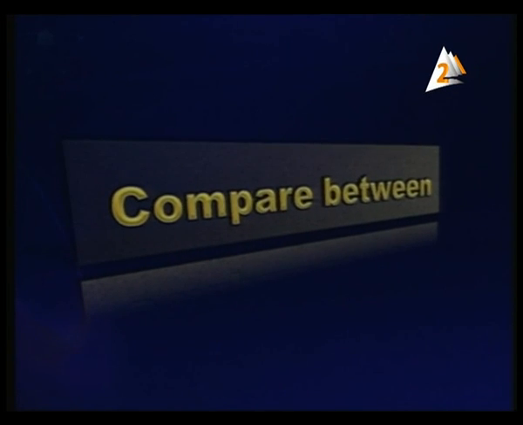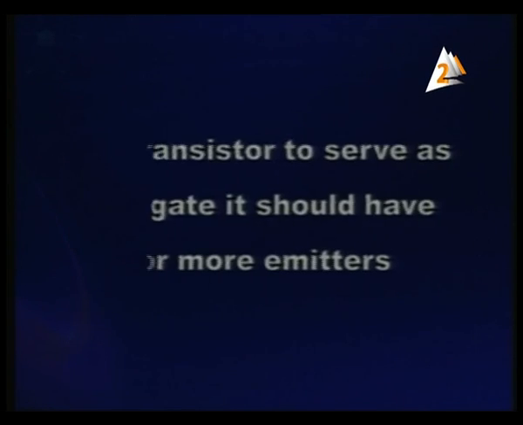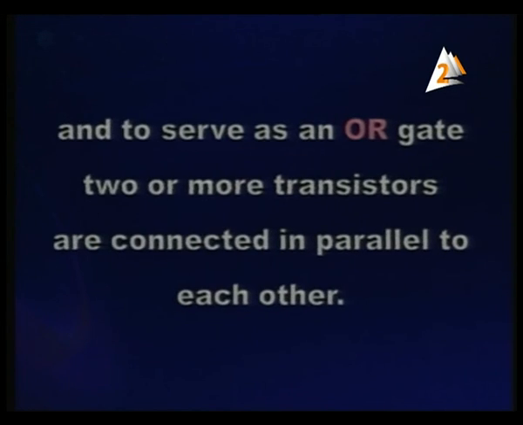And now, compare between AND gate and OR gate with respect to the way the transistor is used to serve as each one of them. This is a very important comparison. For the transistor to act as an AND gate, it should have 2 or more emitters. And for the transistor to serve as an OR gate, 2 or more transistors are connected in parallel to each other.